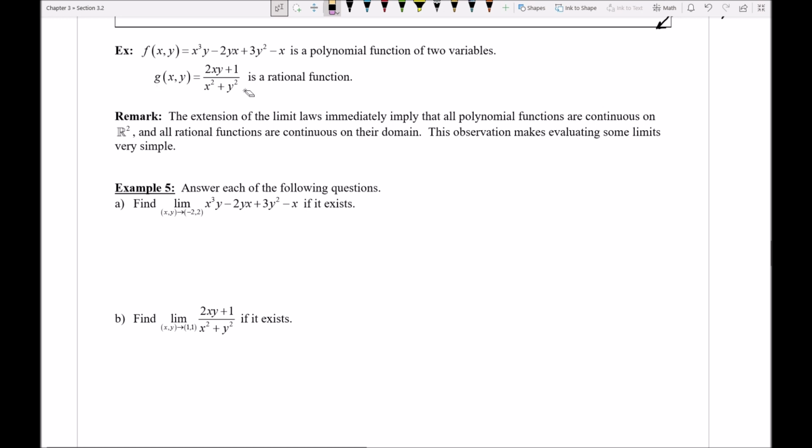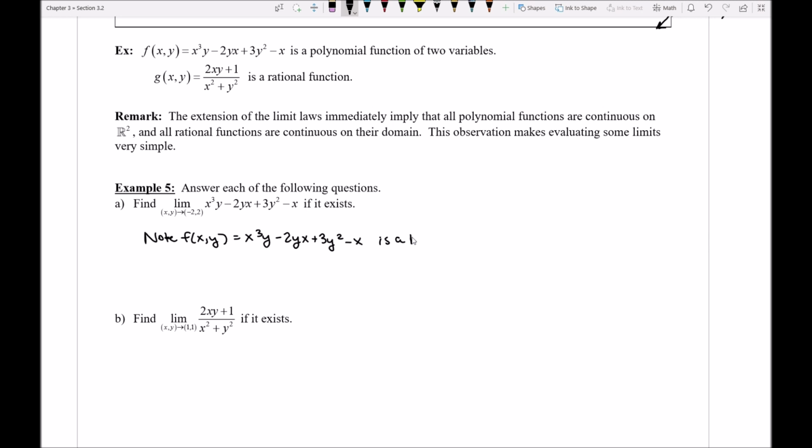So notice how easy this is going to make actually attempting to compute limits in examples number 5 and 6 in certain cases. Take a look here. Example number 5, part A. Can I find this limit if it exists? Okay, well the first thing that I note is that we have a polynomial function. So I'll say note that f of x, y is equal to x to the third times y minus 2yx plus 3y squared minus x.